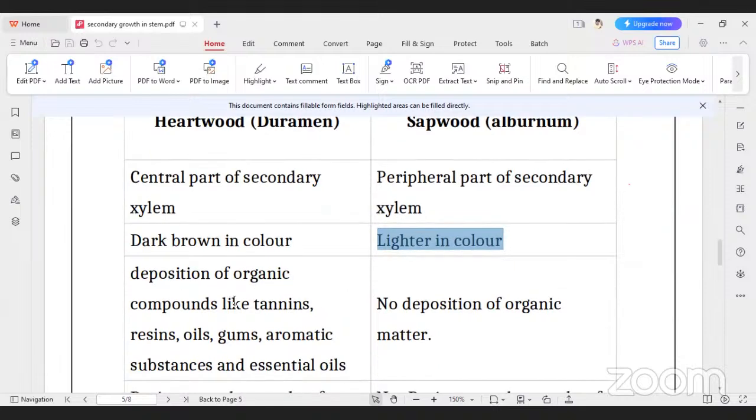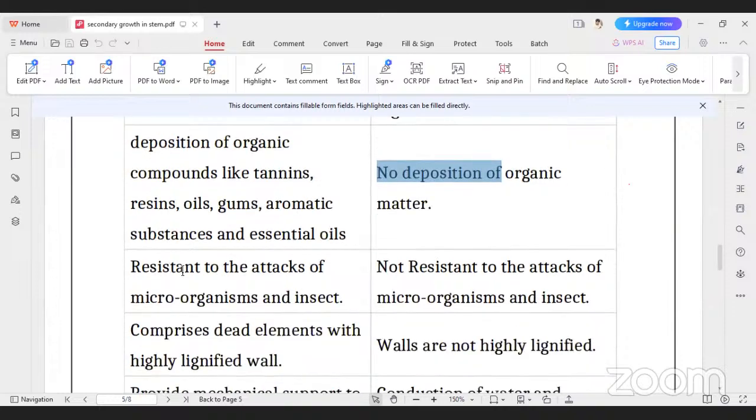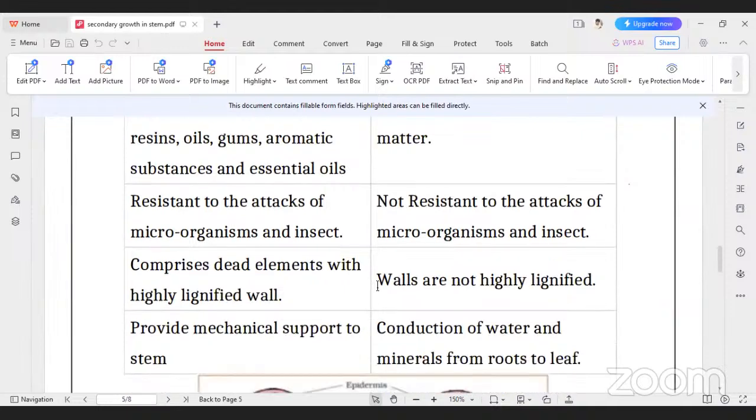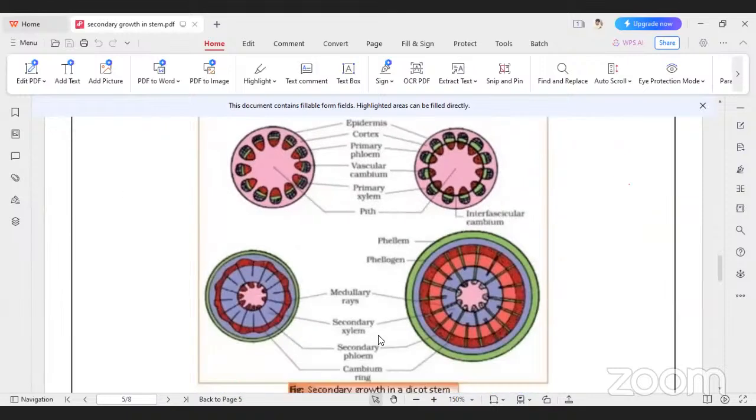In heartwood, organic compounds like tannins, resins, gums and aromatic substances are deposited. It is commercially valuable due to this chemical composition, and it is resistant to the attack of microorganisms and insects. In sapwood, there is no deposition of organic matter, so there is no resistance here. Heartwood has compressed dead elements with highly lignified walls. In sapwood, the walls are lignified, of course, but not highly lignified, which provides mechanical support and conduction of water and minerals from the roots to the leaves.